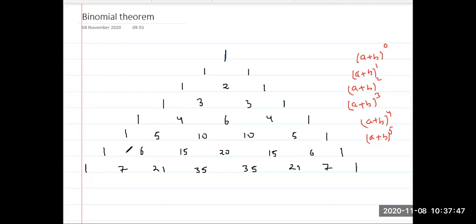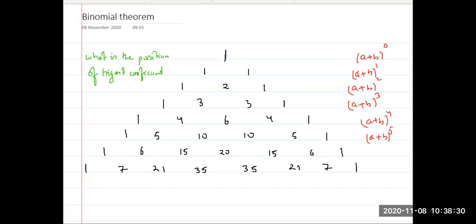Then if I ask you, what is the position of the highest coefficient? Tell me, what is the position of the highest coefficient? Observe and let me know. Middle, right? Got it? Yes or no? Everyone agree? Yes or no?